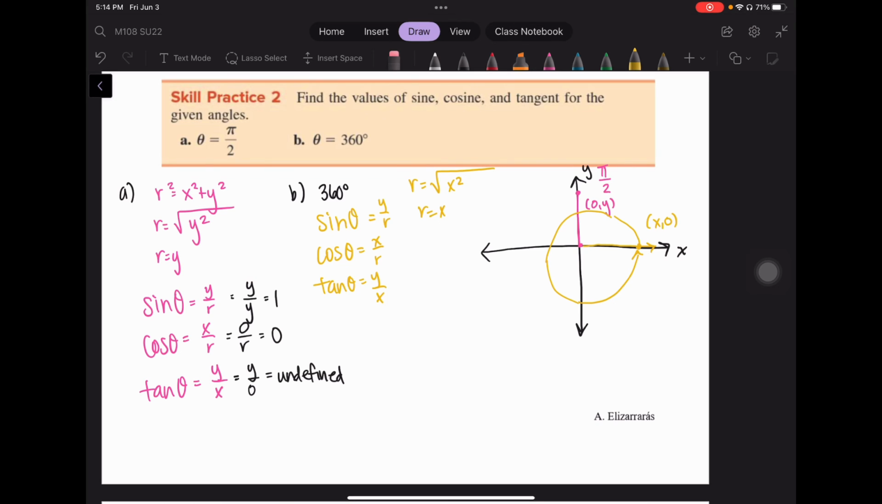So we have the sine of theta, I'm going to move this. The sine of theta is equal to y, which is 0, over r, that's 0. The cosine is x value over r, well, we know that r is x, that's 1. And then we have 0 divided by the x value, which is 0.